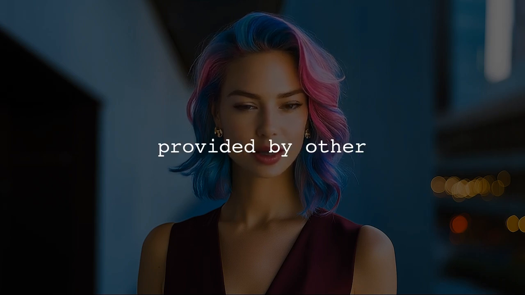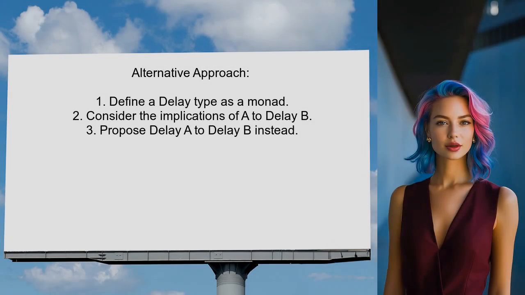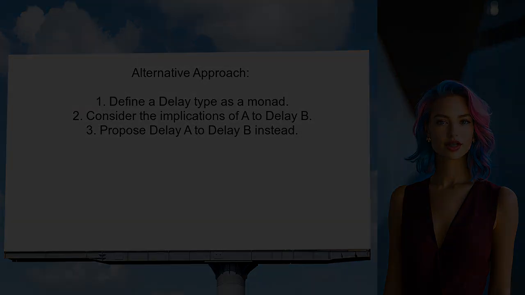Now, let's look at the answers provided by other users. This user suggests that implementing lazy evaluation with a monadic type depends on the definition of lazy evaluation. They propose creating a delay type that functions as a monad. However, they note that using a type like A to delay B implies that the argument A has already been evaluated. Instead, they argue for a structure like delay A to delay B.